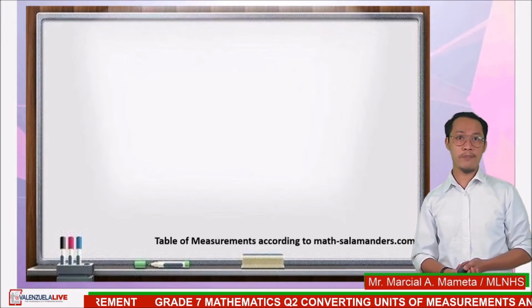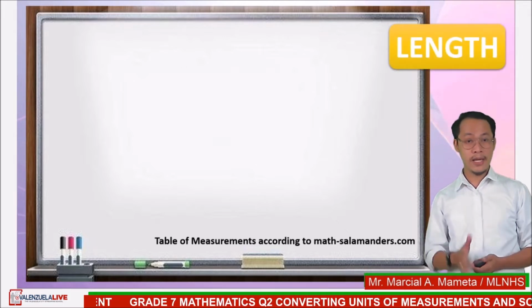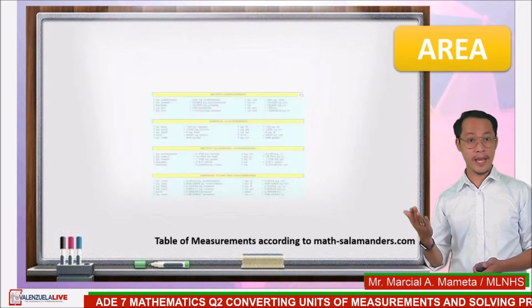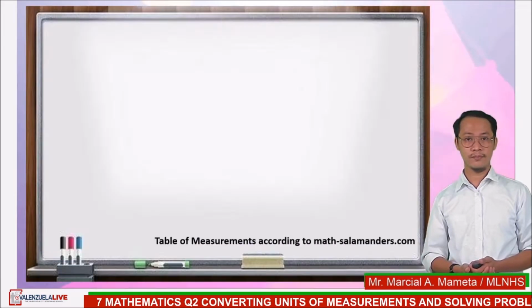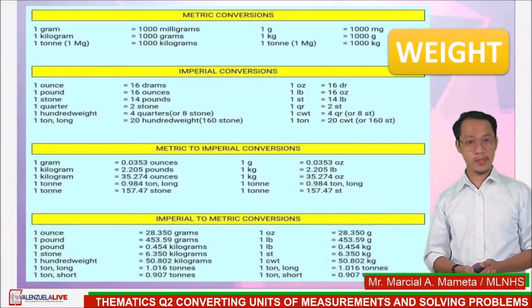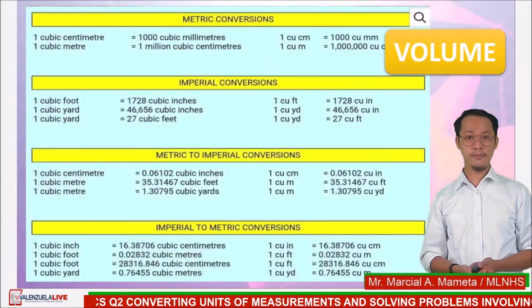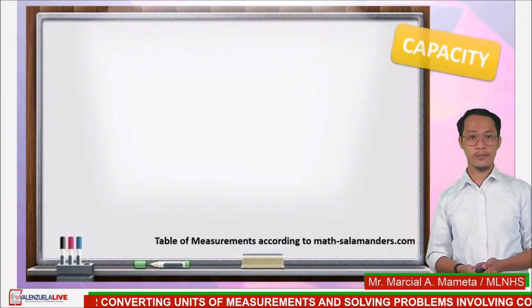Let us start first with the length. We also have area. We have weight, the volume, capacity.